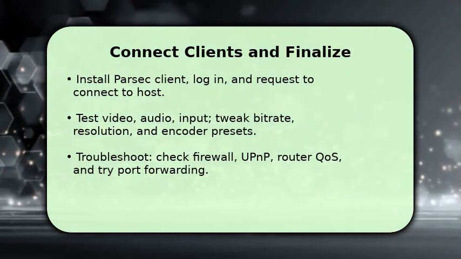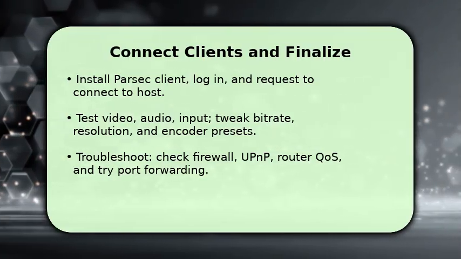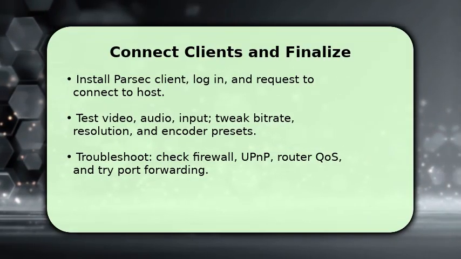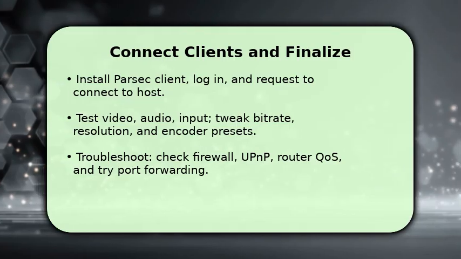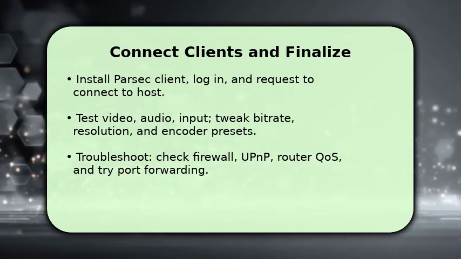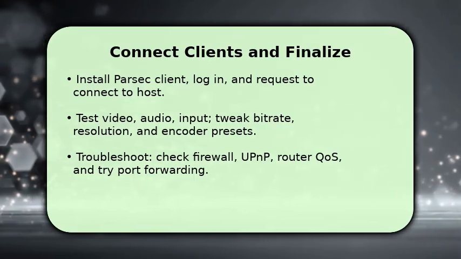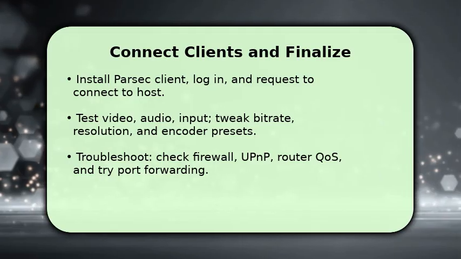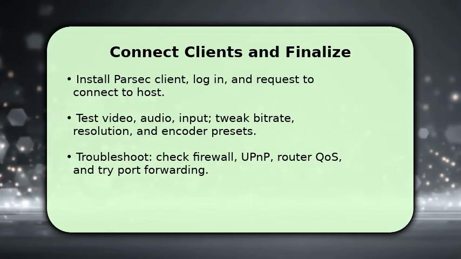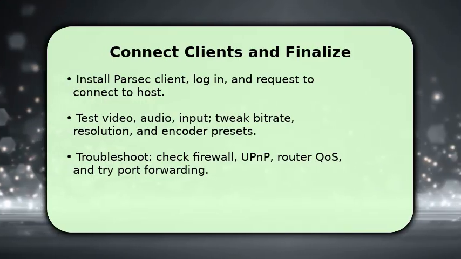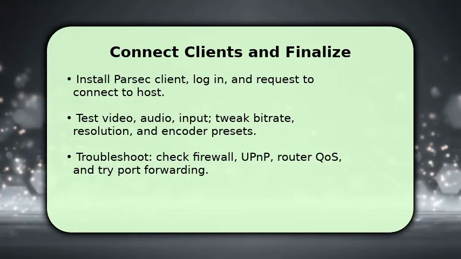Finally, set up client devices. Install the Parsec client, sign in, and request access to the host machine. You should test video quality, audio sync, and controller input immediately. If stuttering occurs, lower bitrate or resolution and switch encoder presets. Make sure to enable Allow Inputs on the host for controllers. If connections fail, check the host firewall rules, confirm UPnP or manually forward Parsec UDP ports, and enable router co-S for gaming traffic as a key troubleshooting step.